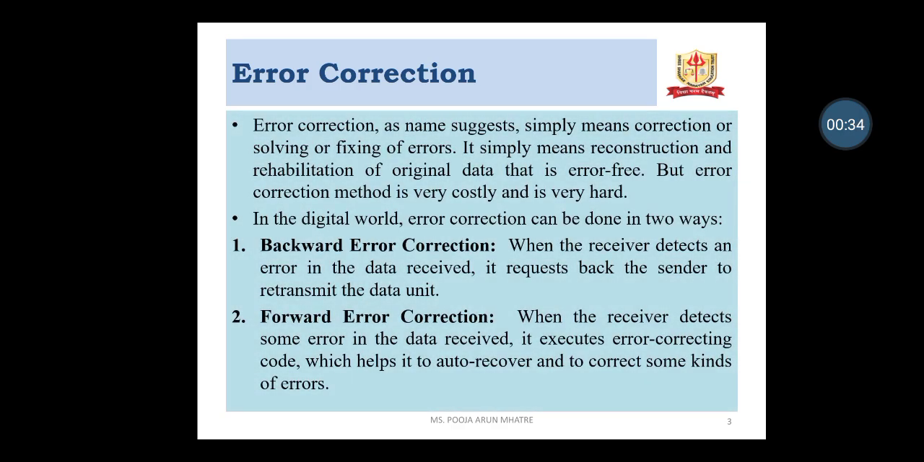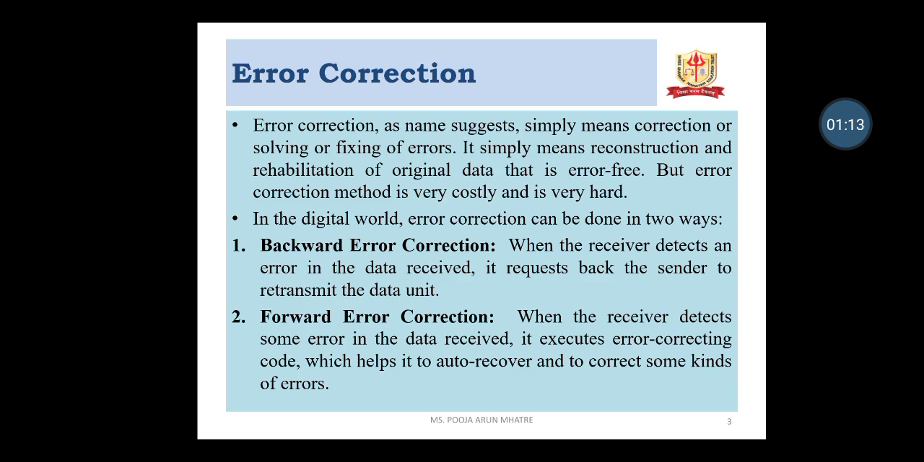Error correction, as the name suggests, simply means the correction or solving or fixing of errors. So it simply means reconstruction and rehabilitation of original data that is error free. But error correction methods are very costly and very hard. So in the digital world, error correction can be done in two ways. First is backward error correction and second is forward error correction.